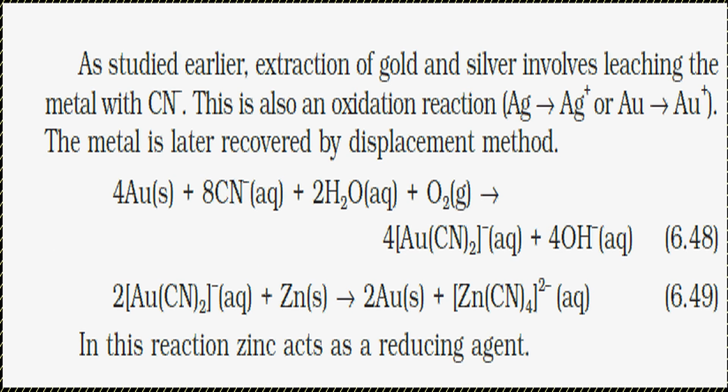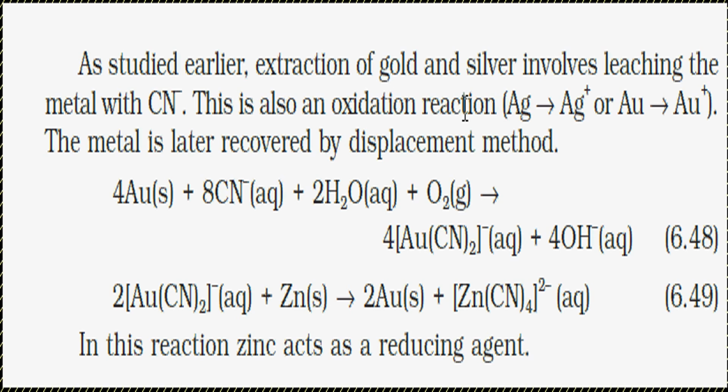If a question is asked to write down the equations for leaching of gold, you can write down these equations, or you can write down the equations with metal M. Now here, instead of metal M, you are given gold. You know M is for gold or silver, and you are given the process of leaching for gold. As studied earlier, extraction of gold and silver involves leaching the metal with CN minus.